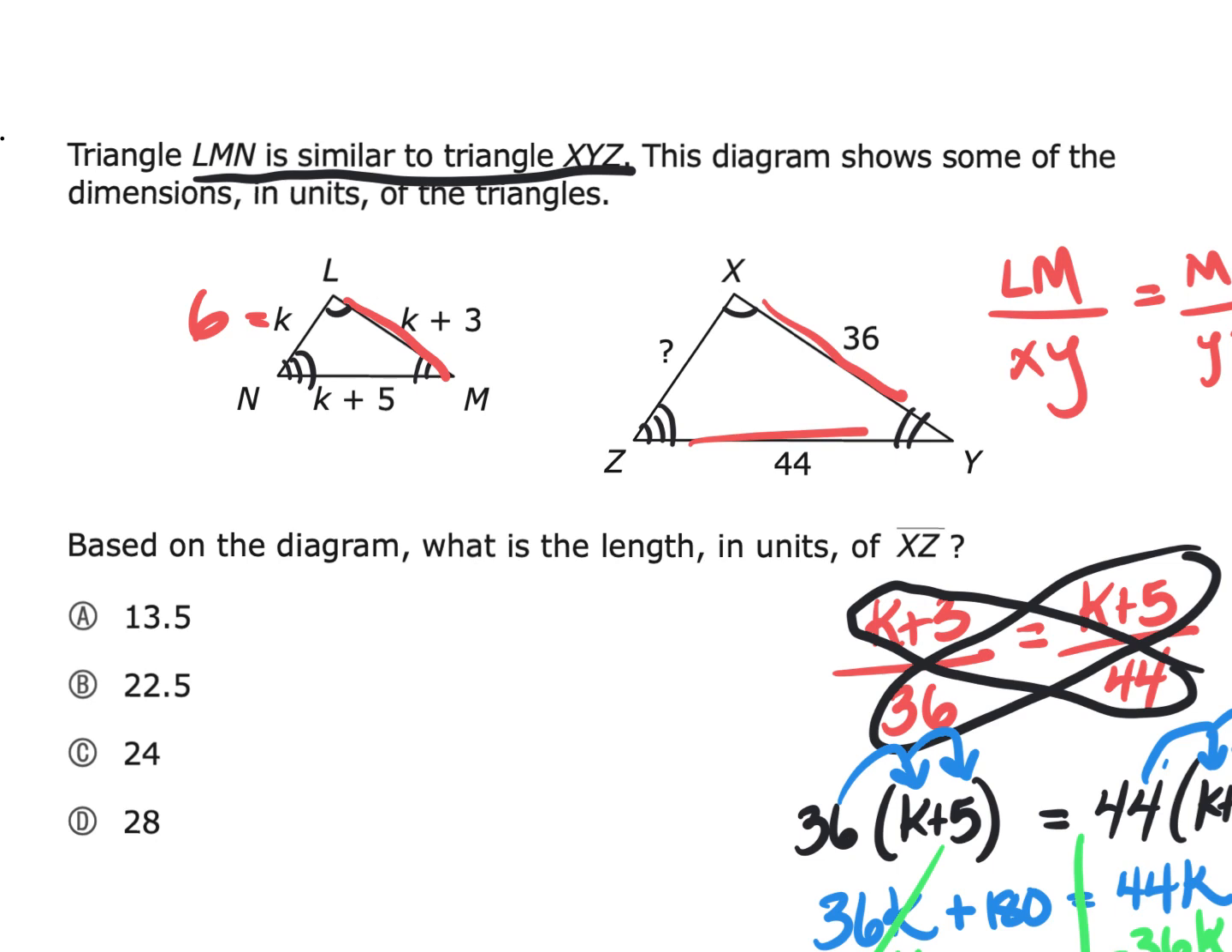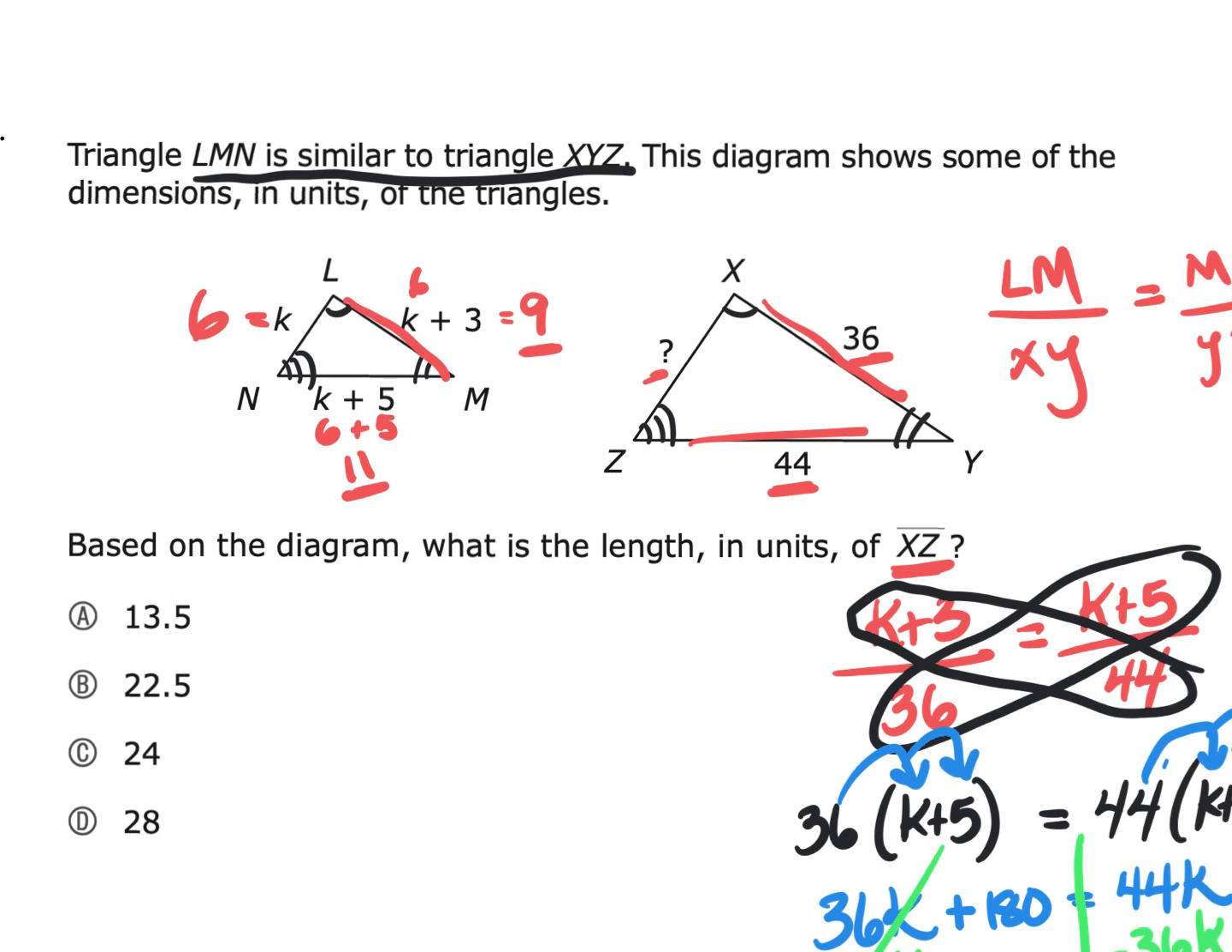The question is asking for the length of XZ, which happens to be my question mark here. So what should I do? Well, K equals 6, so if I substitute 6 in for K here, I get this side equal to 11. And if I substitute my 6 here, I get this side equal to 9. Okay, so if you notice, 9 to 36, 11 to 44.